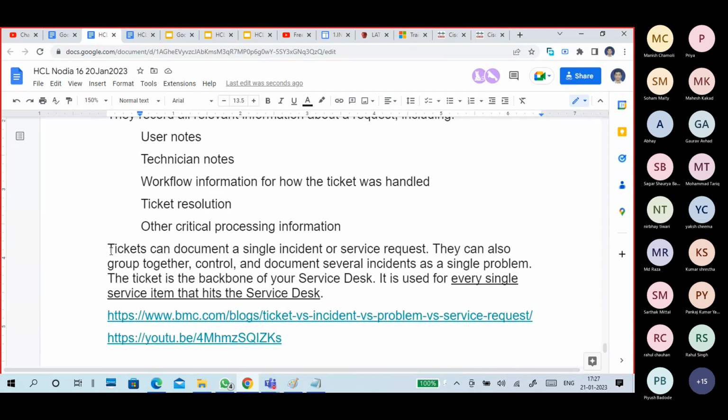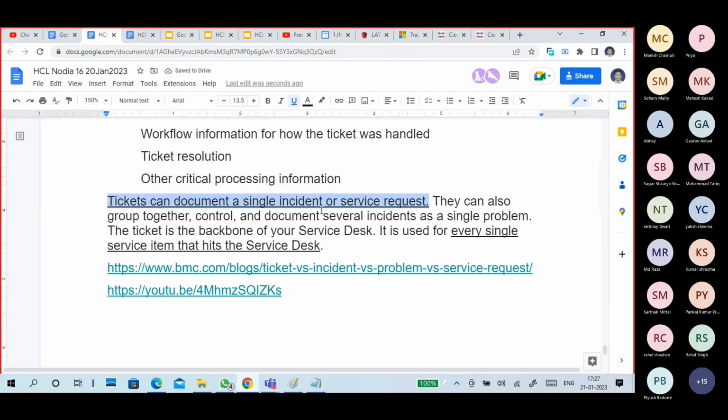Okay. Next, a ticket can document a single incident or a service request. A ticket either belongs to an incident, meaning an issue has occurred, that is an incident, or a ticket can belong to a service request.